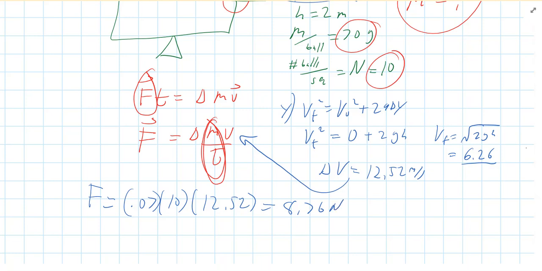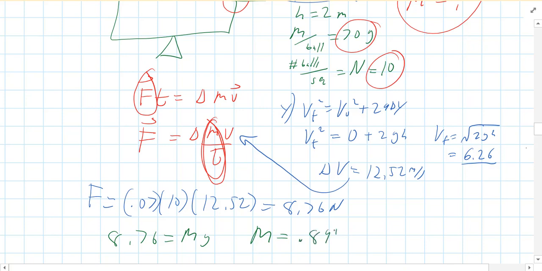So to find the mass on the other side, I just set that 8.76 newtons equal to mass times gravity. And I get a mass of 0.894 kilograms, or 894 grams. So if I put 894 grams over there in that left-hand pan, while it'll jiggle, it won't move up or down significantly.